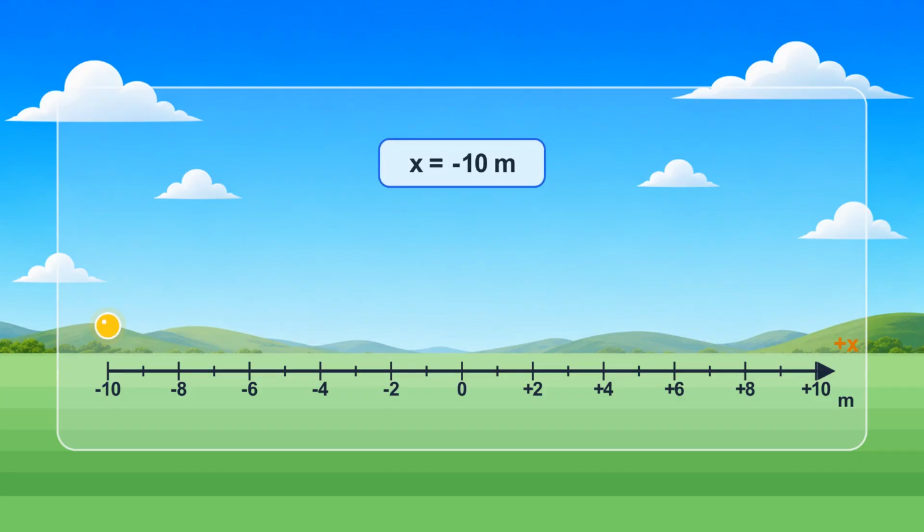Be careful with the meaning of that minus sign. A negative position does not mean a negative distance. It does not make the object less real. It only means that the object is on the side opposite to the chosen positive direction. 5 meters to the left is still a real length of 5 meters.